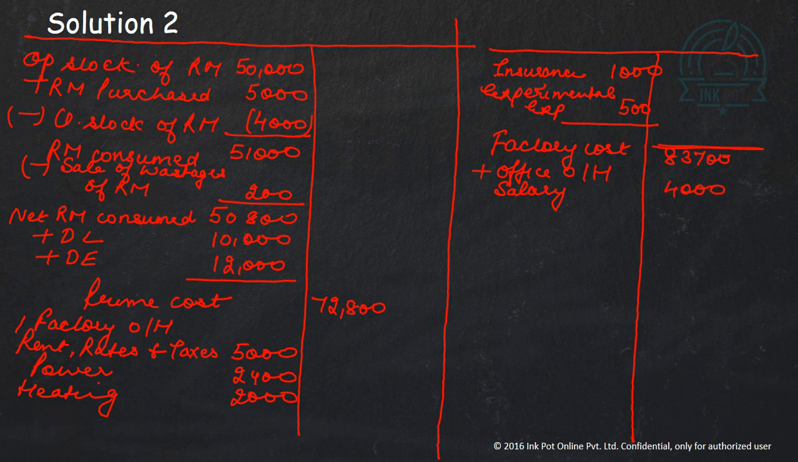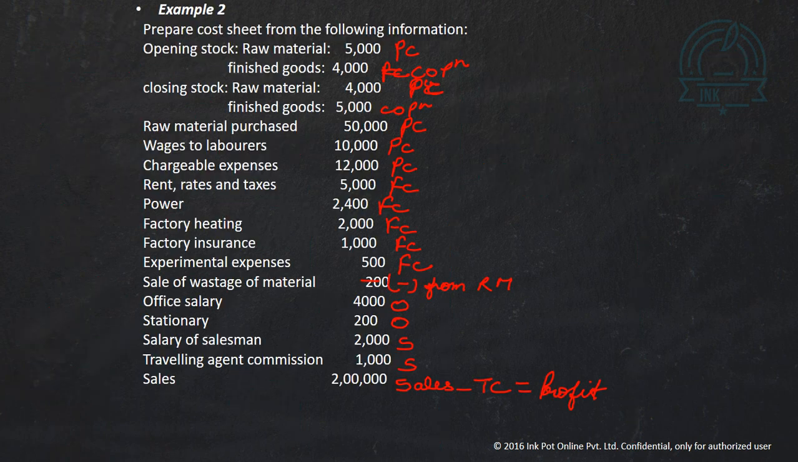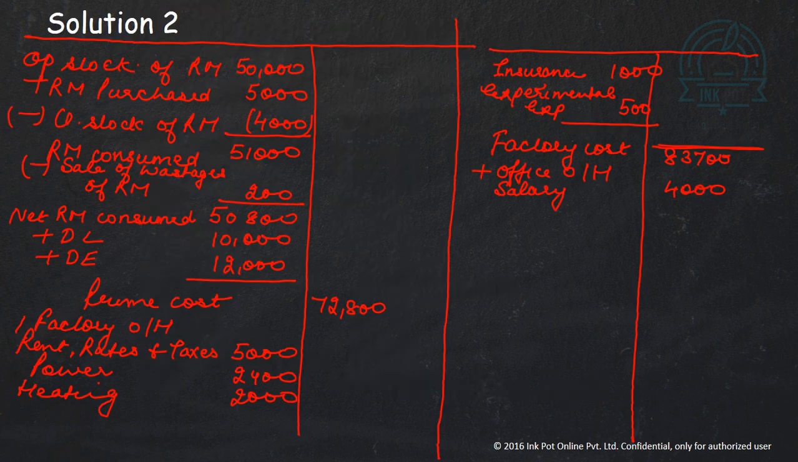And then we had printing. Oh, what was that? Yeah, stationery, sorry. We have stationery expense, and the stationery expense is 200. Sorry, this we have to write in the inner column, 4,000, and this is 200. Right? Now we will add these two expenses, 4,200, to the factory cost, and we will get cost of production. So cost of production will be 87,900.